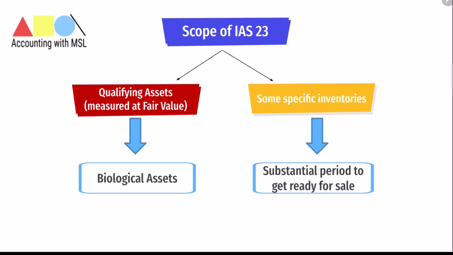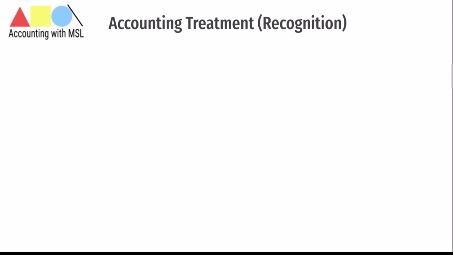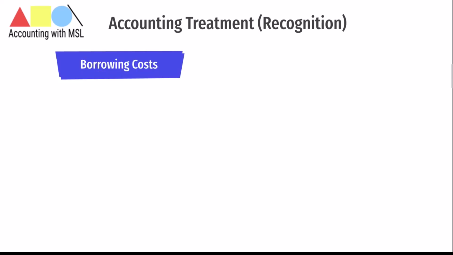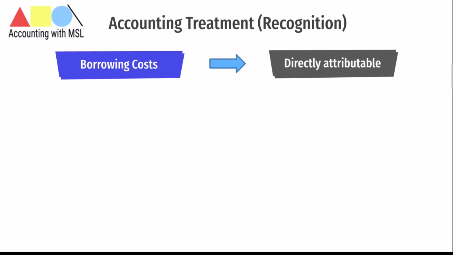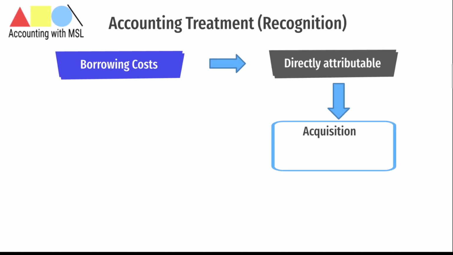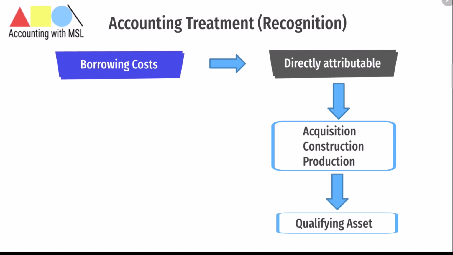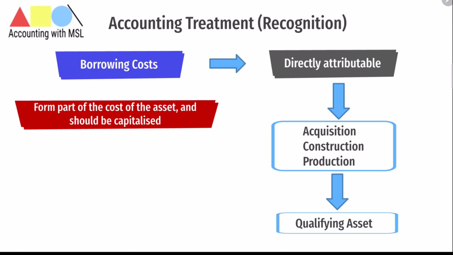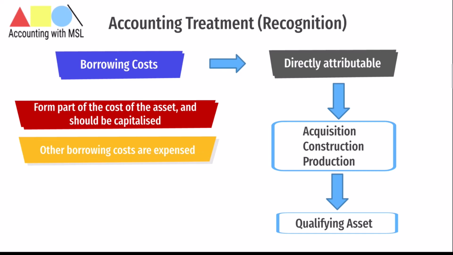So now that we've got the scope covered, let's look at the accounting treatment, or when it comes to recognition to be specific. IAS 23 borrowing cost provides that borrowing costs that are directly attributable to the acquisition, the construction, or the production of a qualifying asset should form part of the cost of the asset and therefore should be capitalized as part of the cost of the asset on the statement of financial position. All other borrowing costs are to be recognized as an expense in profit or loss.